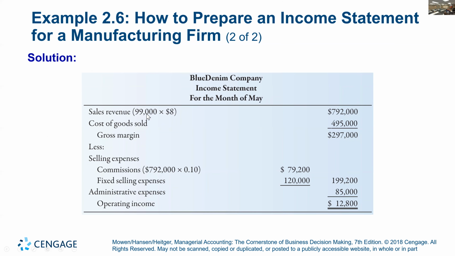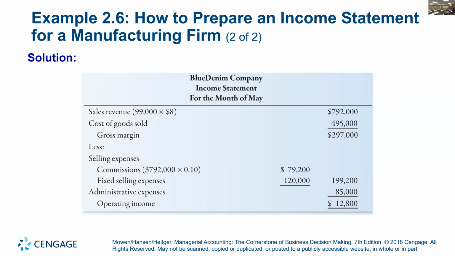So we go, sales revenue, 99,000 times the selling price, 792. Cost of goods sold was the 495, which we calculated, 297 gross margin, gross profit. Okay, very important number. From there, we take out our selling expenses, commissions. We had to figure out our sales, which we had up here, and 10% of that went for commissions, and then the fixed costs, and then our administrative, that becomes our operating income. And that's where we're stopping with our income statement here.